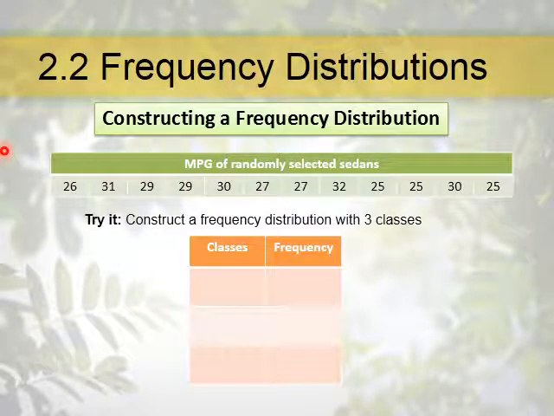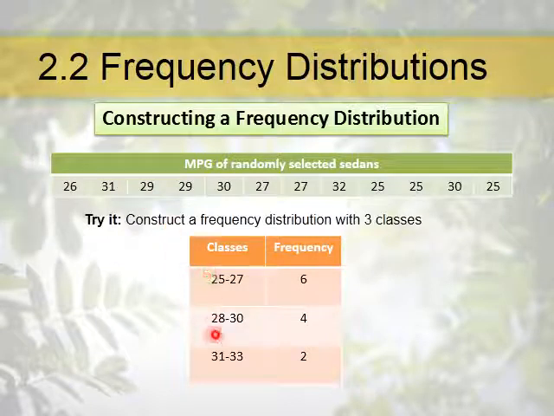Alright, here's what I got. I got a class width of 3, so my lower class limits are going to start at 25 because 25 is the smallest number in my data set. My next lower class limit then is 28 and then 31. And because I only have integers, my upper class limit will be 27 for my first class, and then 30, and then 33, following the same pattern.